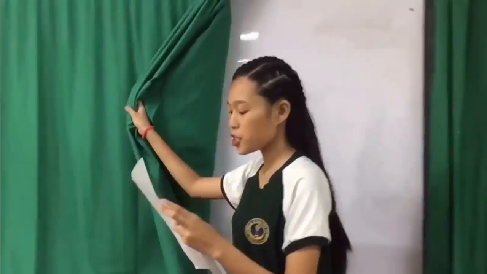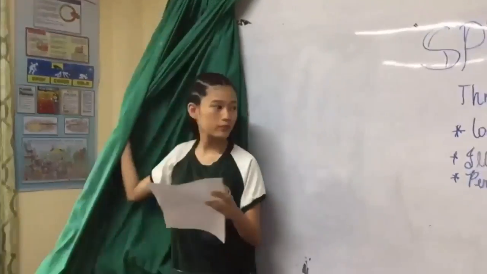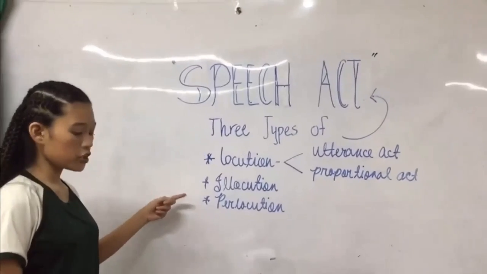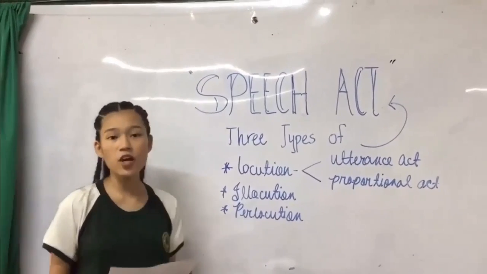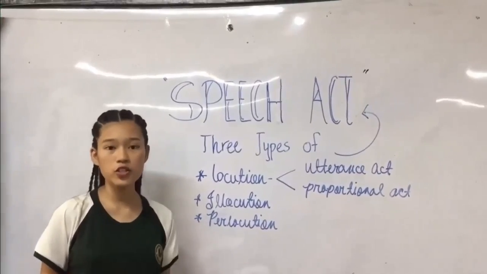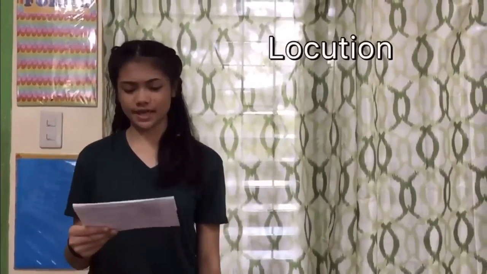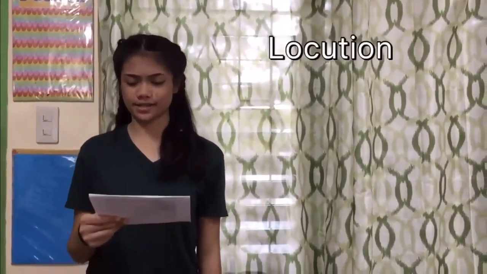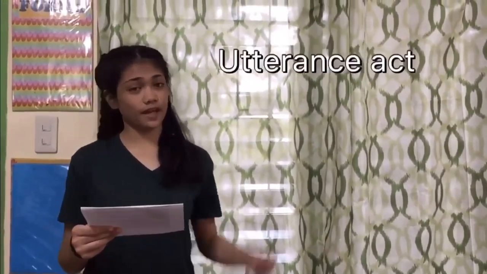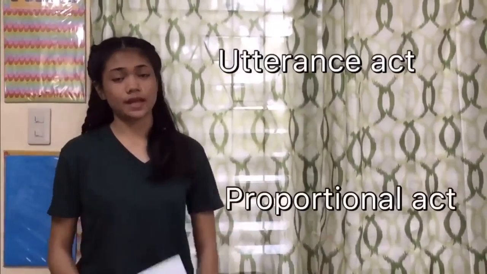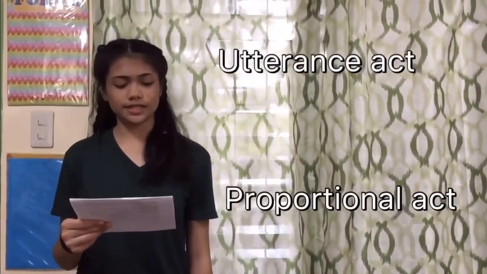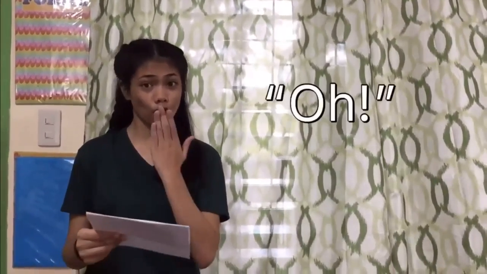There are three types of speech act: locution, elocution, and perlocution. Let's start with locution. What is locution or locutionary act? Locution is saying something with a certain meaning in a traditional sense. There are two types of locution, the utterance act and the propositional act. Utterance act is when something is said or a sound is made which may not have any meaning. For example, oh is an utterance which is not intended and is just a sound caused by a surprise.